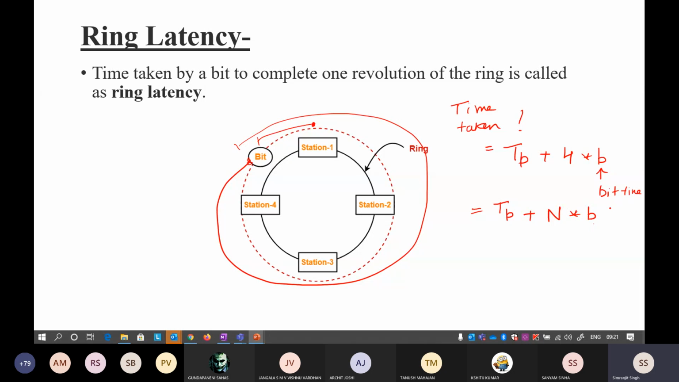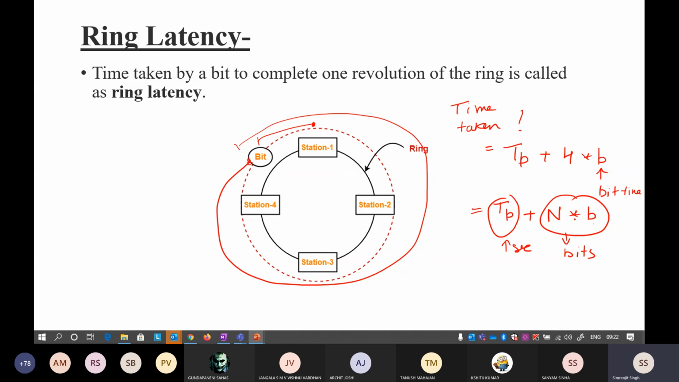Okay, so now it means that your bit time here will be given in bits. This TP is in seconds, you already know. This is in bits. So you have to either convert both of them into seconds, or convert both of them into bits.